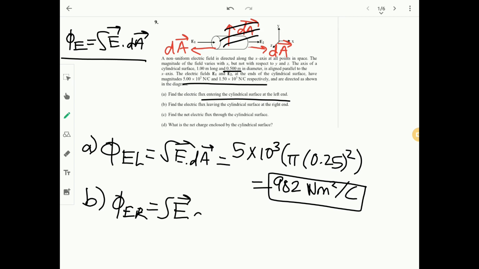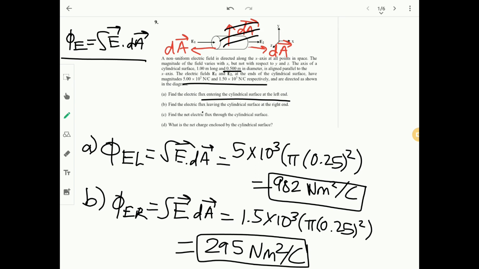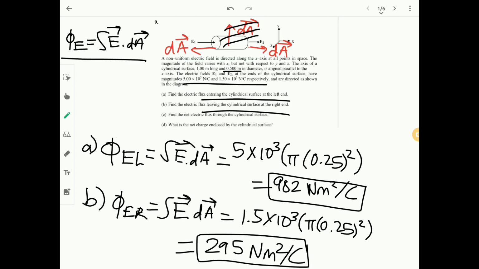Exact same formula. Now this time the electric field is different, it's weaker. By the exact same radius, the cylinder is not getting smaller, and we should get 295 Newton meter squared per coulomb. So for parts A and B, we haven't really cared about the signs. For C, we will need to care. We want the net electric flux.